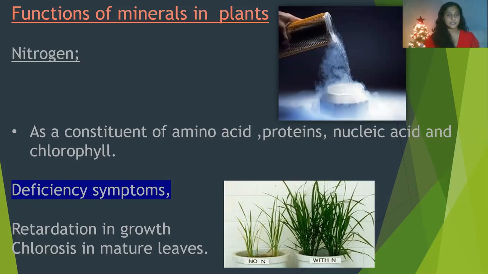So we can take nitrogen as a constituent of amino acids, proteins, nucleic acids, and chlorophyll. And the deficiency symptoms are retardation in growth, chlorosis in mature leaves, right? So retardation in growth, here y'all can see without nitrogen, the plant is very small, but with nitrogen, this has grown very nicely and in very nice green color also there. So chlorosis means the plant becomes yellow, okay?